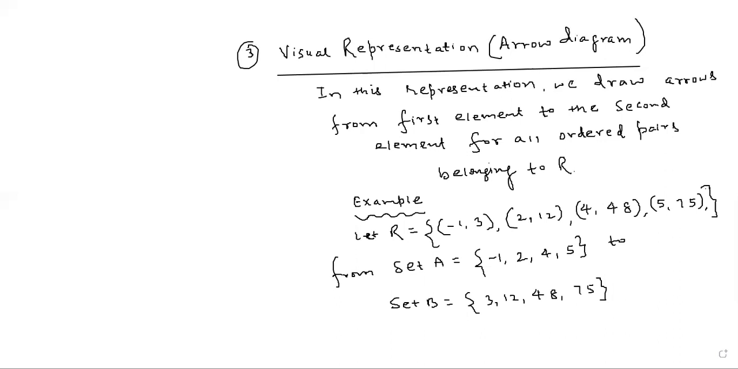Done, sir. Shruti, beta, just noted. Done, sir. Okay. So, guys, it can be represented by an arrow diagram.